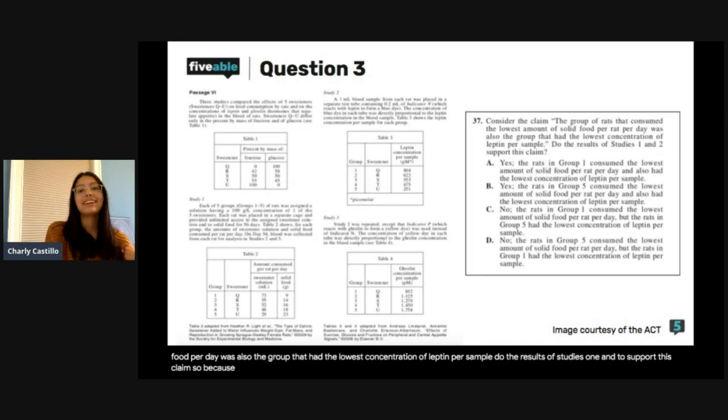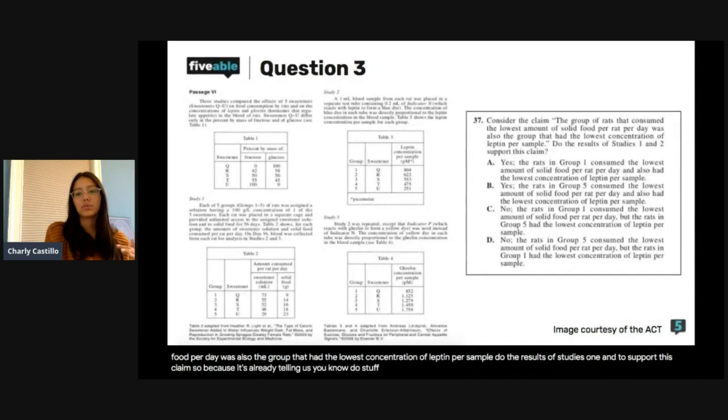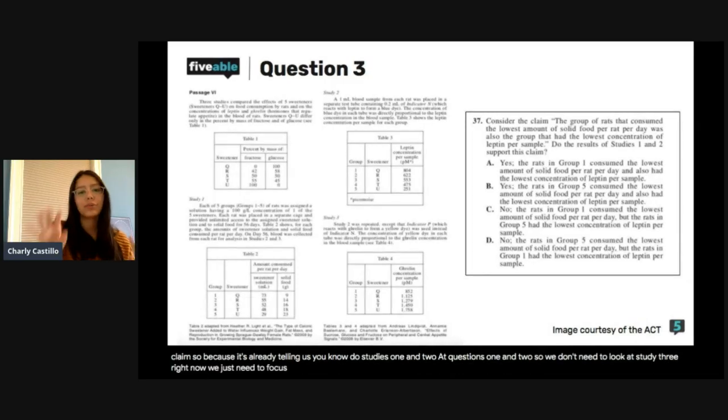Because it's already telling us studies 1 and 2, we only need to look at those. So we don't need to look at study 3 right now. We just need to focus on 1 and 2. Study 3 is really at this point just there to confuse you. You don't need to look at it.